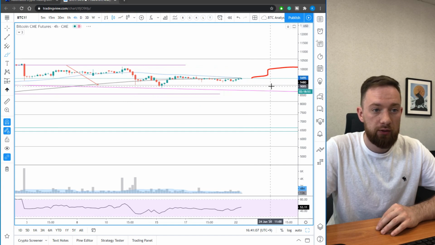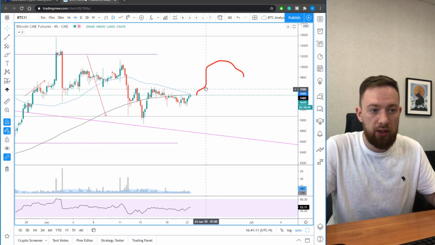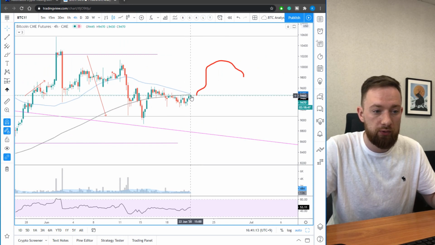If we look at the 4-hour time frame right now, while we're recording this video, we're in a very crucial zone as well over here. The volume is extremely small.